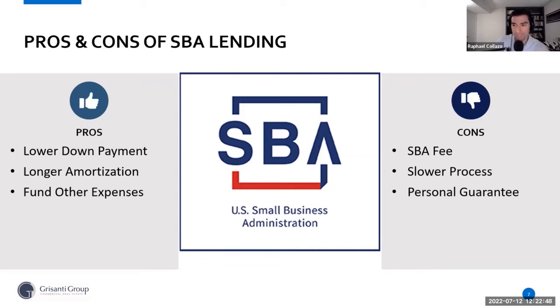And then finally, number 3, which is something you are probably going to have to deal with on the traditional financing side as well, is the personal guarantee. Most of the time, they're going to require you to personally guarantee the notes. So if for some reason they have to foreclose because you're not able to perform on the note, they can come after your personal assets. So those are some of the pros and cons of SBA lending.